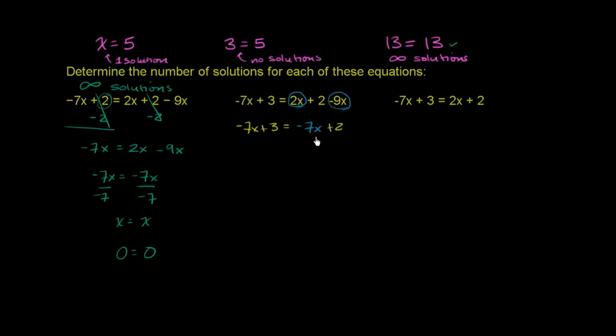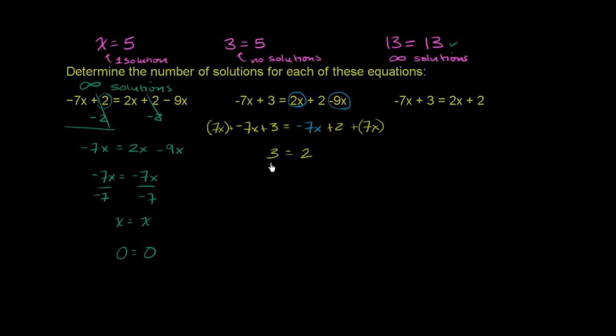Now let's add 7x to both sides. If you add 7x to the left-hand side, you're just going to be left with a 3 there. And if you add 7x to the right-hand side, this is going to go away, and you're just going to be left with a 2 there. So all I did is I added 7x to both sides of that equation.